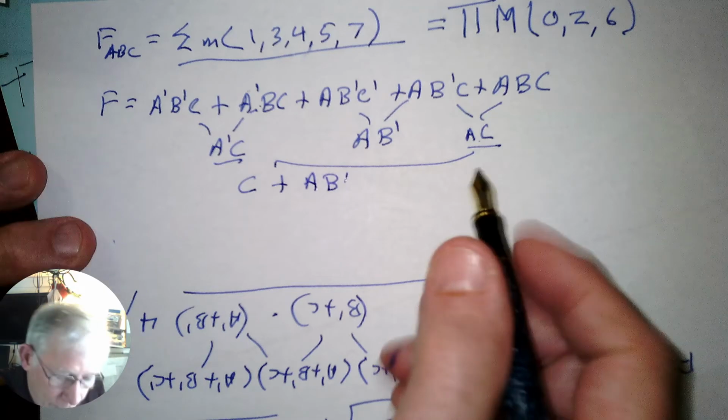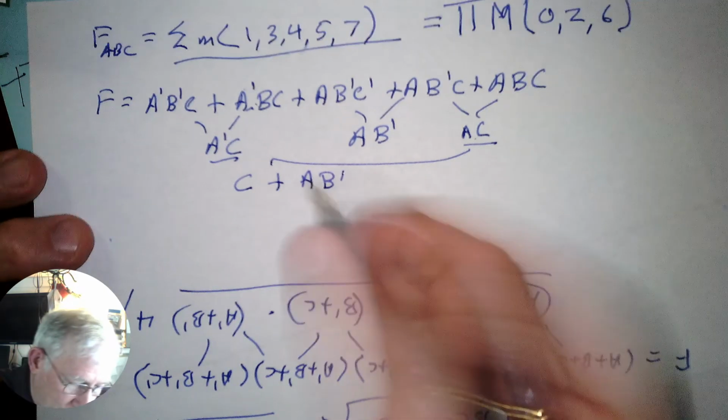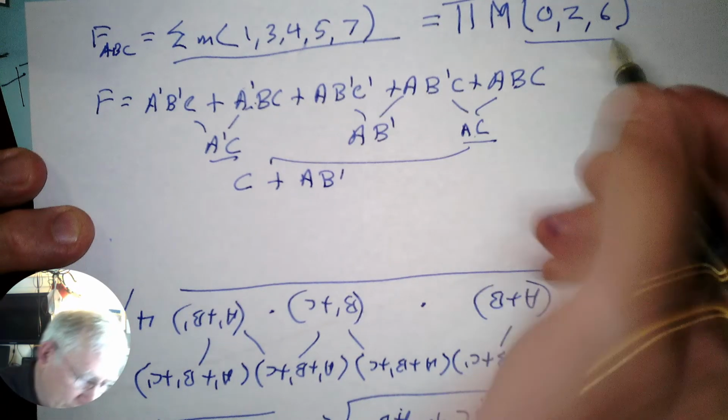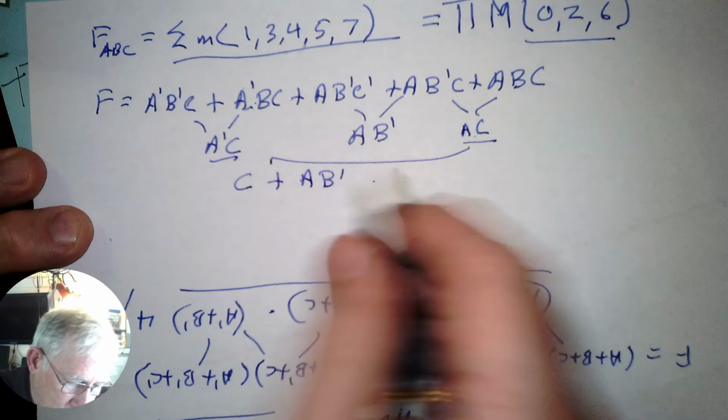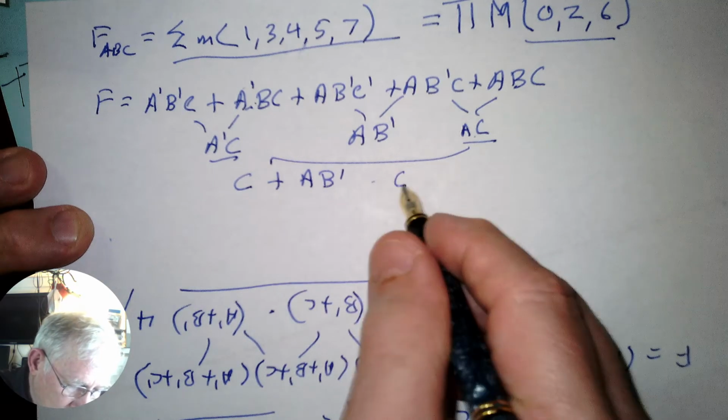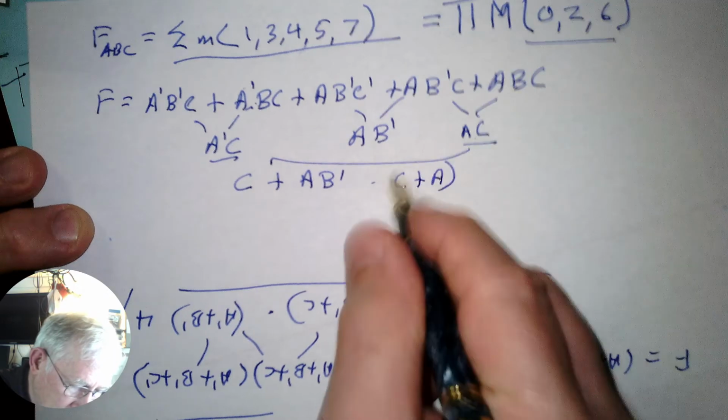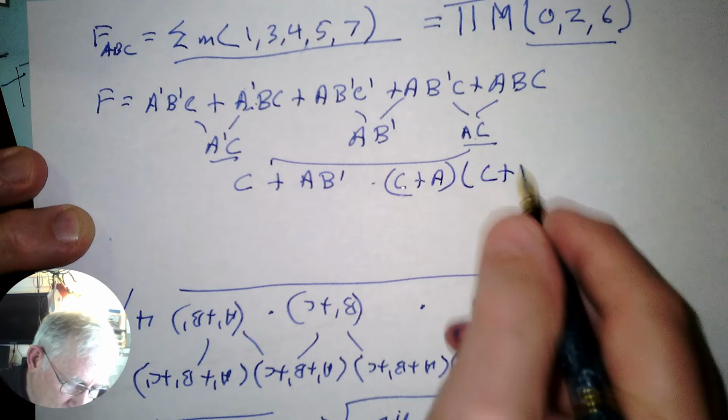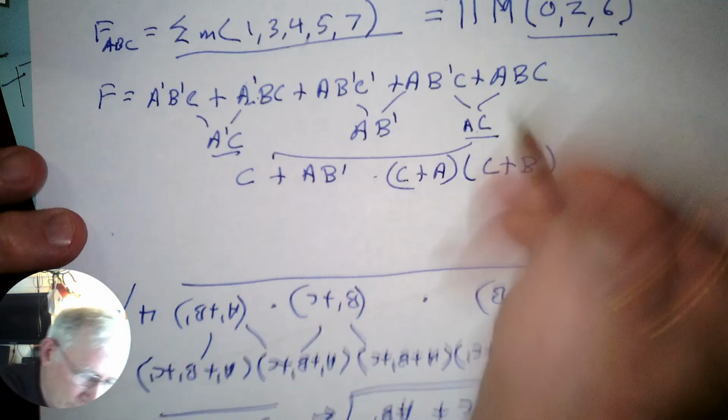And then this is easy to convert to POS. I don't even have to solve this one because I know I can use the second derivative law, and I can just write c plus a, quantity, times c plus b prime. But let's go ahead and do this and see.